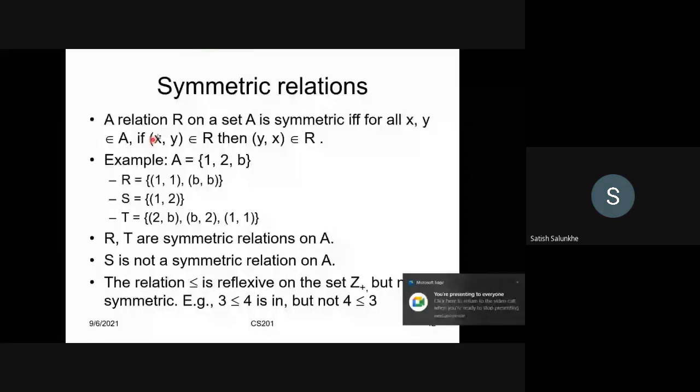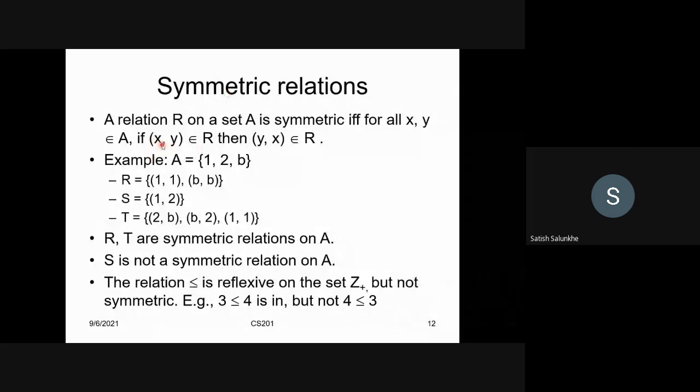See, our definition or property for a relation to be symmetric is: for all x, y, if (x,y) belongs to the relation R, then (y,x) should belong to R. If there is at least one (x,y) belonging to R for which (y,x) does not belong to R, then we say the relation is not symmetric. When the condition is violated, the relation is not symmetric. Otherwise, the relation is symmetric.